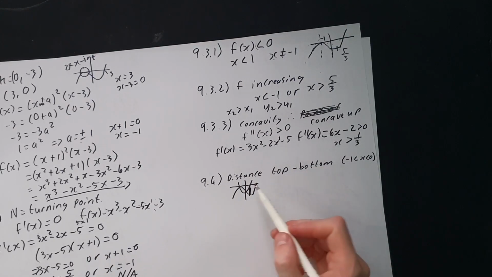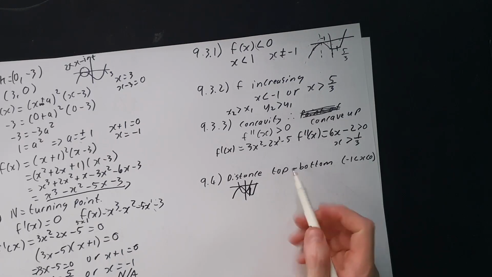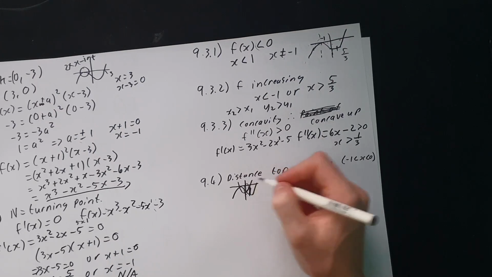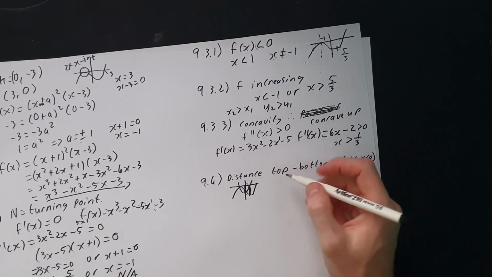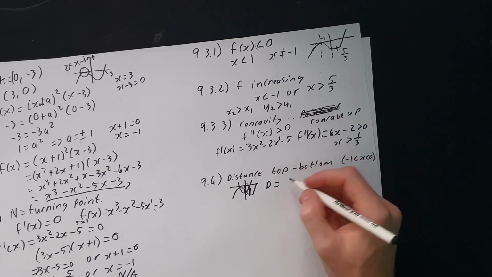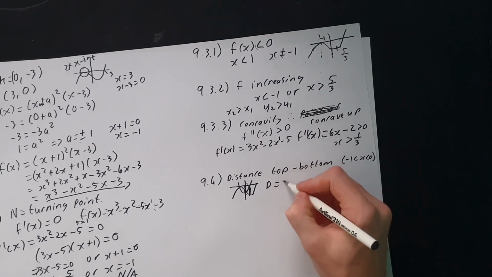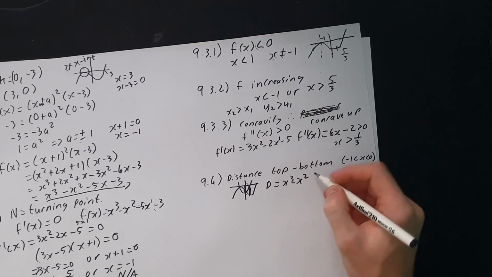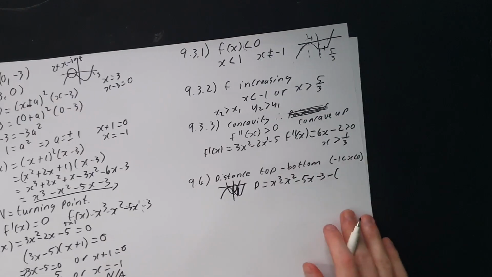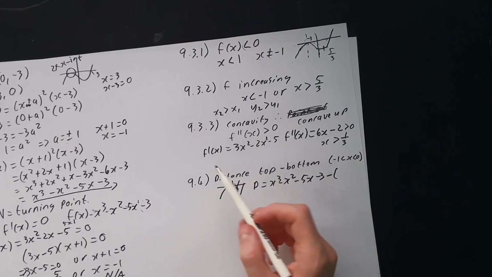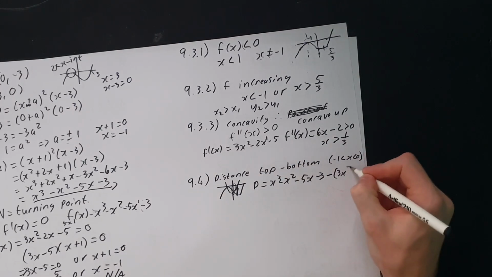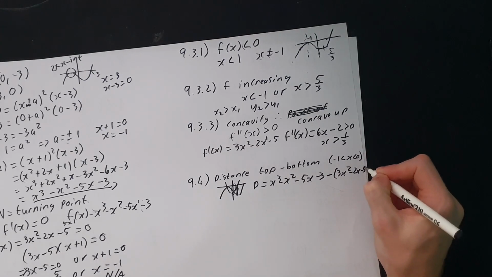So how do we calculate distance? It's top function minus bottom function. Because we're in this small interval here, we're going to have the cubic function minus the parabola. So distance equals the cubic function, that is x cubed minus x squared minus 5x minus 3, and then we're minusing off the first derivative, because that's the parabola function. That's 3x squared minus 2x minus 5.